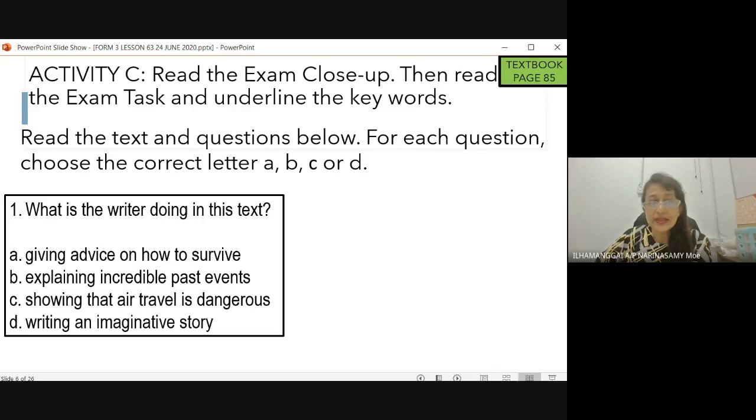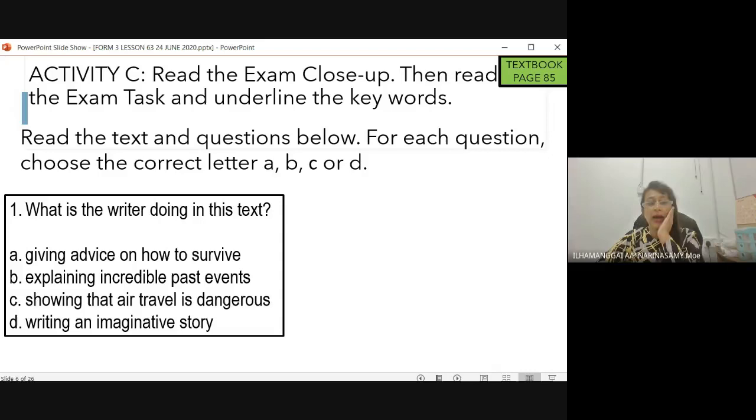Advice, survive. Good. Xiaomin, Kuratu, giving advice, survive. Good. Anymore? Yes, Sharina, giving advice, survive. Darwina, some more? Explaining past events. Good. Yes, good, Sharini. Past events. Writer doing, that would be the question. Yes, Christina. Okay, any more? Mahasri, advice, survive. Kuratu, showing air travel dangerous. Sharini also said showing air travel is dangerous. Yaomin, good. Sabrina, showing air travel dangerous. Christina, incredible past. Okay.